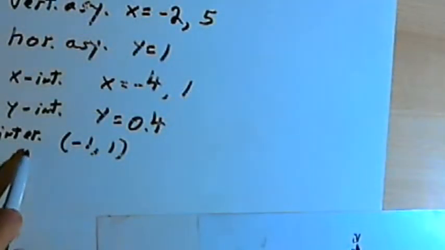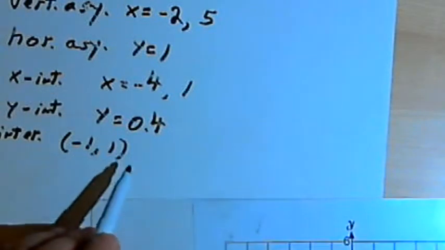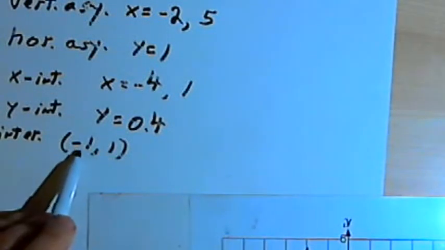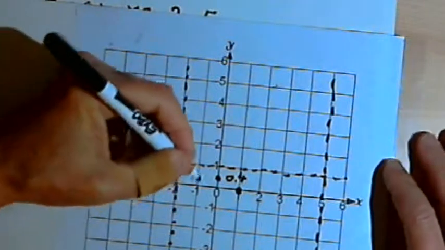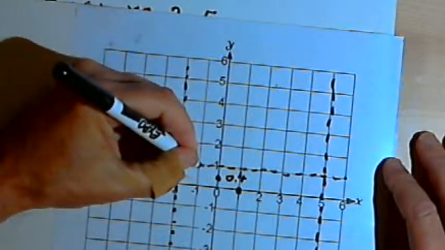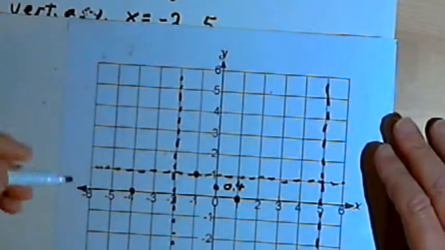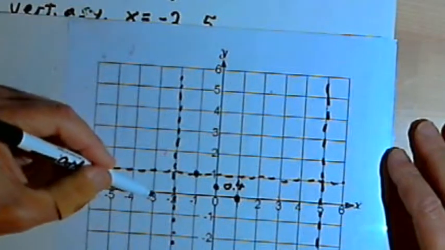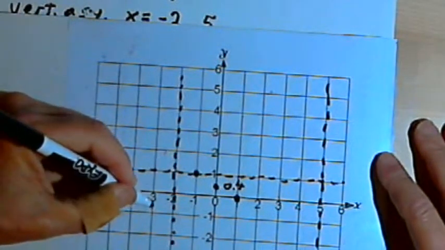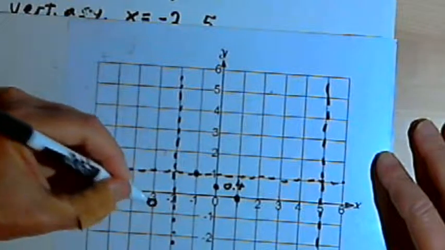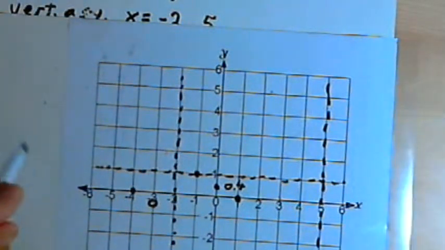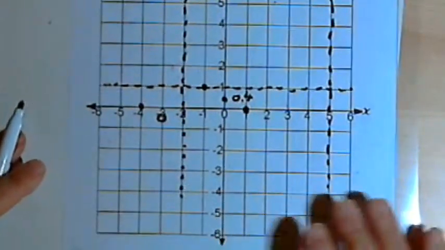And we had an intersection of the graph and the horizontal asymptote at negative 1, comma 1. So we're going to have a point negative 1, comma 1. And I'll put that hole in last. Actually, I'll put it in right now. The hole was at negative 3, comma negative 1/2. That would be right about there. Okay, now we just have to draw the curves.